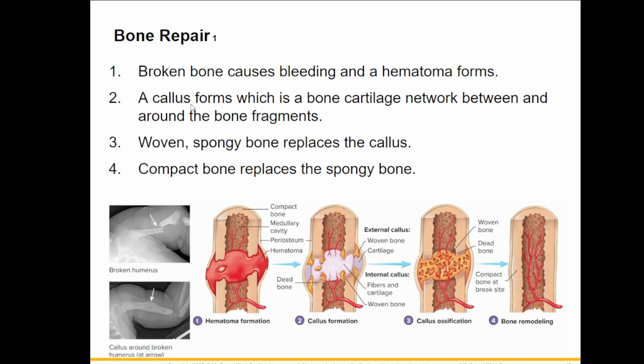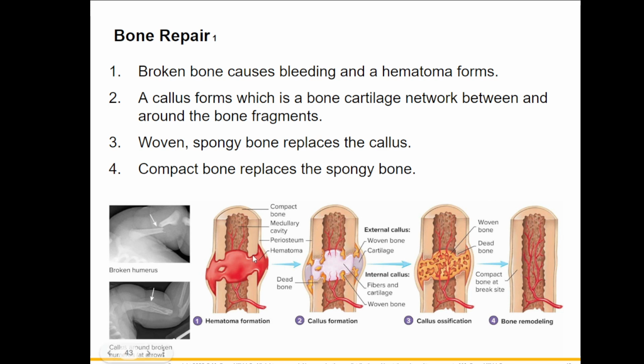Afterwards, a callus will form, which is a bone cartilage network between and around the bone fragments. So as you can see, from being blood cells, they will be replaced by a callus, by cartilage, and then that cartilage will eventually become bone. Okay? So the spongy bone will replace the callus, and the compact bone will replace the spongy bone. So that is the process. Hematoma, that's the first one. A callus, that's the second one. Spongy bone, that's the third one. And then compact bone, that's the fourth one. That is how bone repair happens.